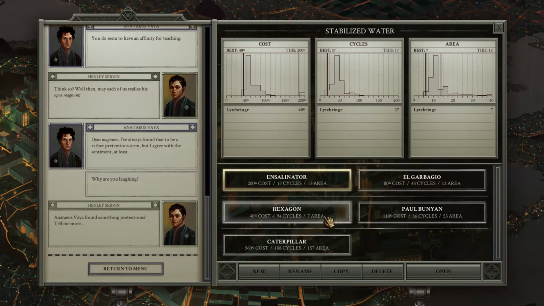Instead of the optimal, you could assume that this is something, and then you divide the Insalinator, 200 times 17 times 17 times 15, divided by 40, by 94, by 94, by 7. If it's greater than 1, then the Insalinator costs more to run, and the hexagon is better. If it's less than 1, the Insalinator is better.